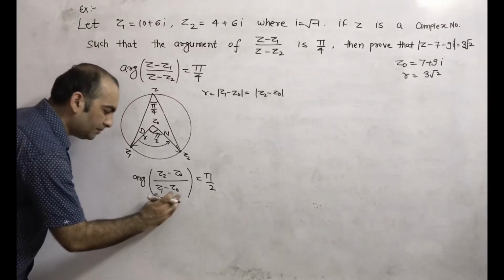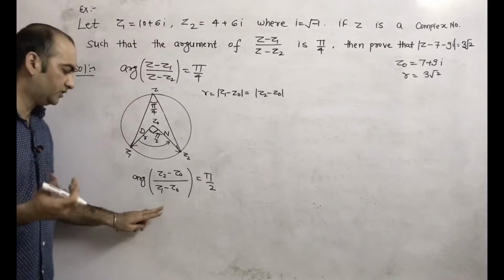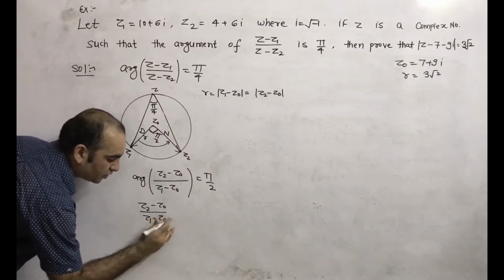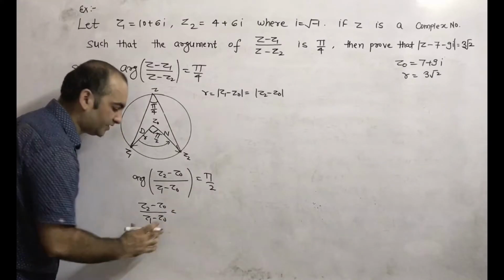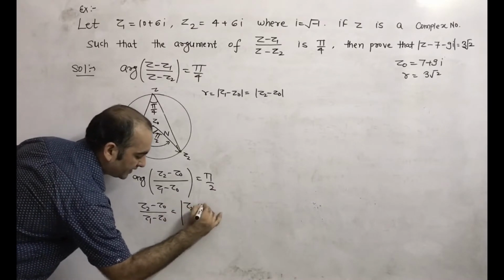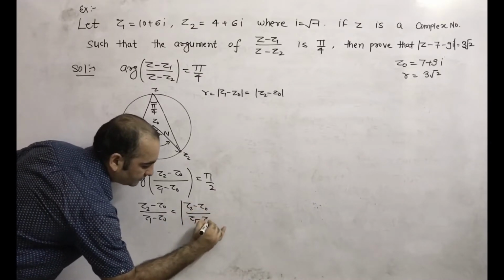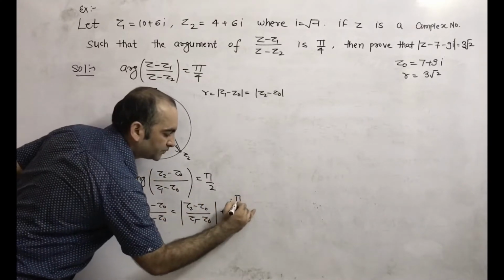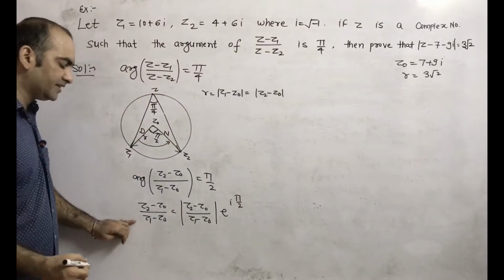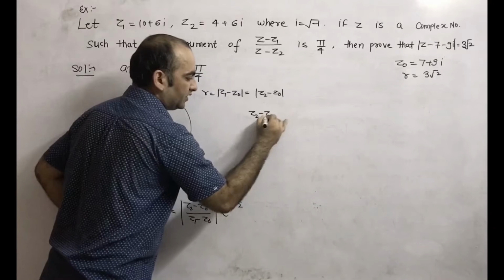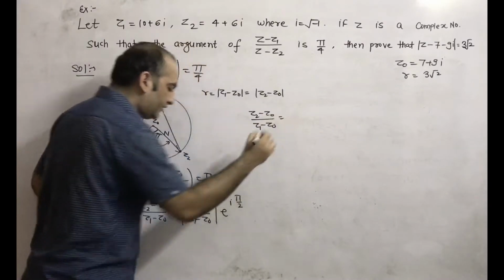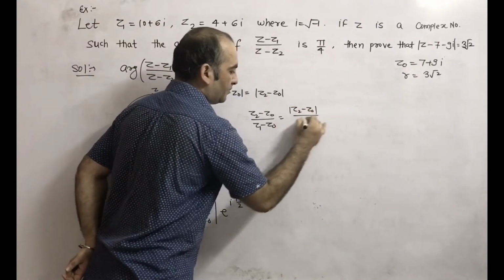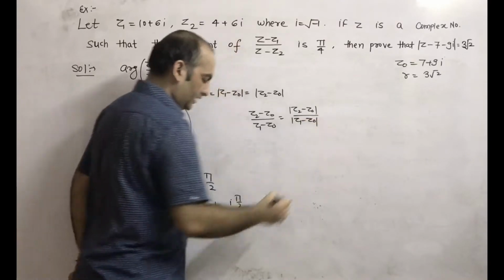Now this is a complex number. This one we will write in terms of Euler's form. So we can write z2 minus z naught divided by z1 minus z naught. This is a complex number, equal to its magnitude, modulus of z2 minus z naught divided by z1 minus z naught, into e power iota times its argument, which is pi by 2. So e power iota pi by 2. This will come. So from here we can say z2 minus z naught divided by z1 minus z naught, here we are using the modulus property, we can write as modulus of z2 minus z naught divided by modulus of z1 minus z naught, e power iota pi by 2.